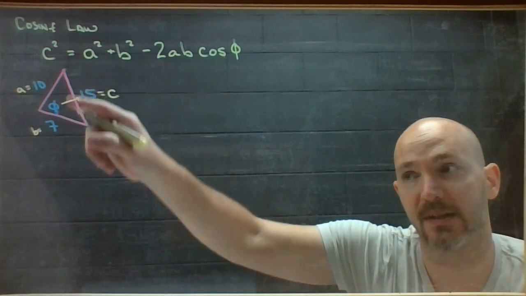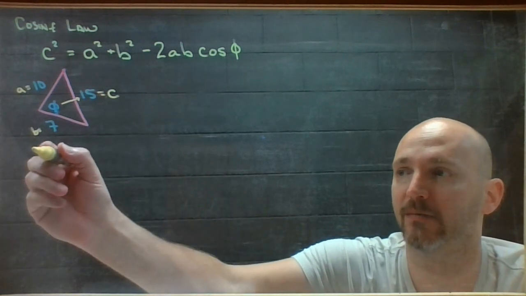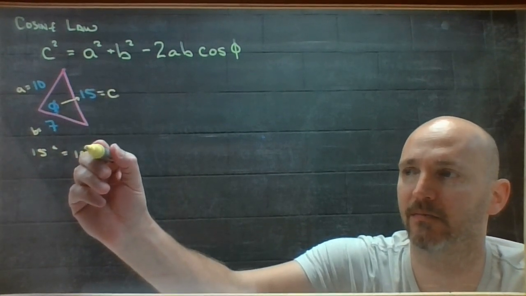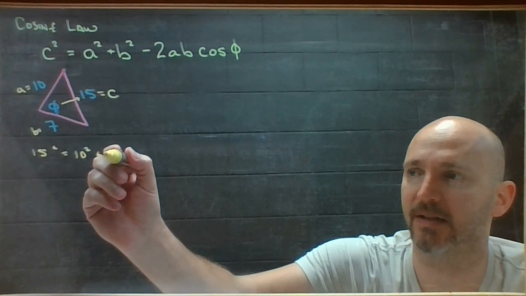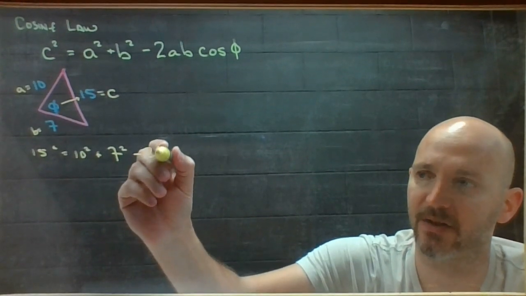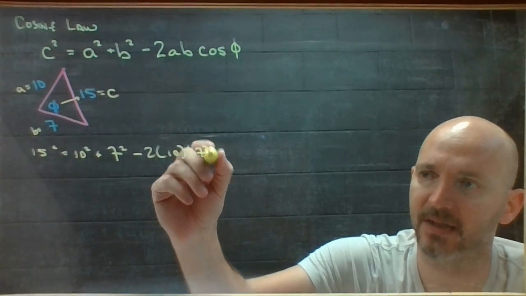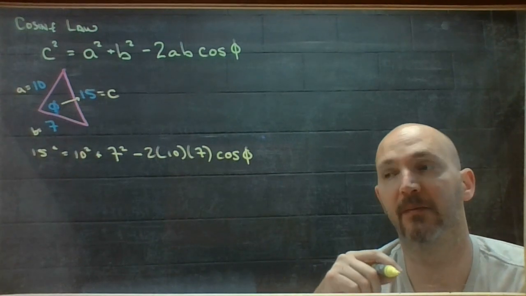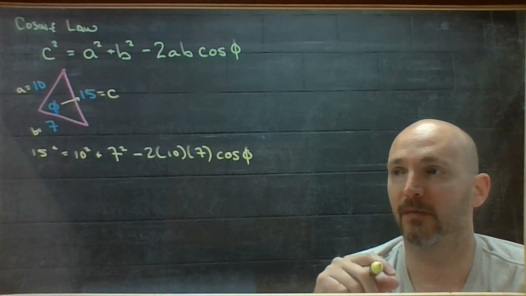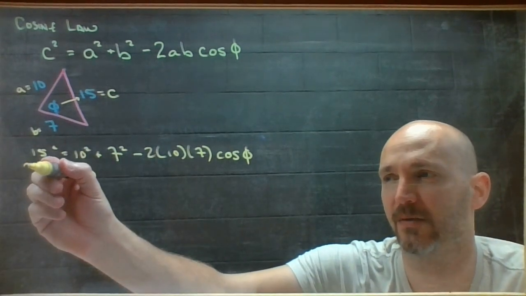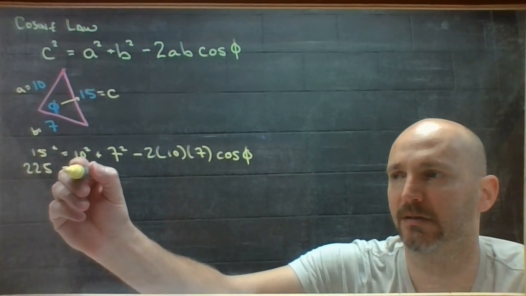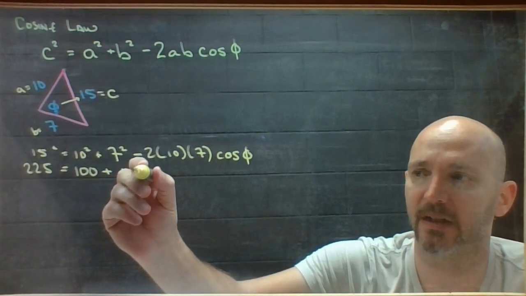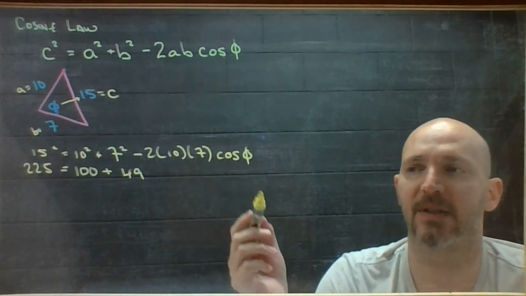So I'm going to have to fill in this equation. So 15 squared is 10 squared plus 7 squared minus 2 times 10 times 7 times the cosine of an unknown angle. All right, 15 squared is 225. 10 squared is 100. 7 squared is 49. 2 times 10 is 20.